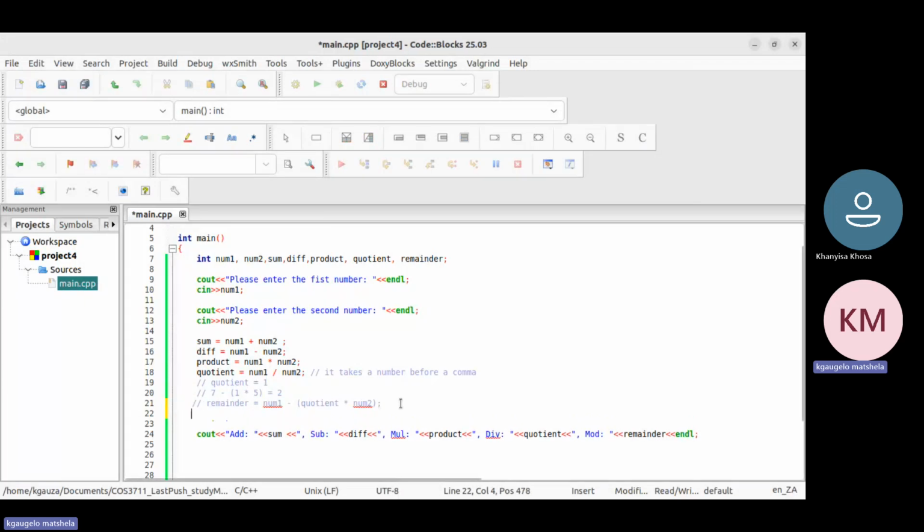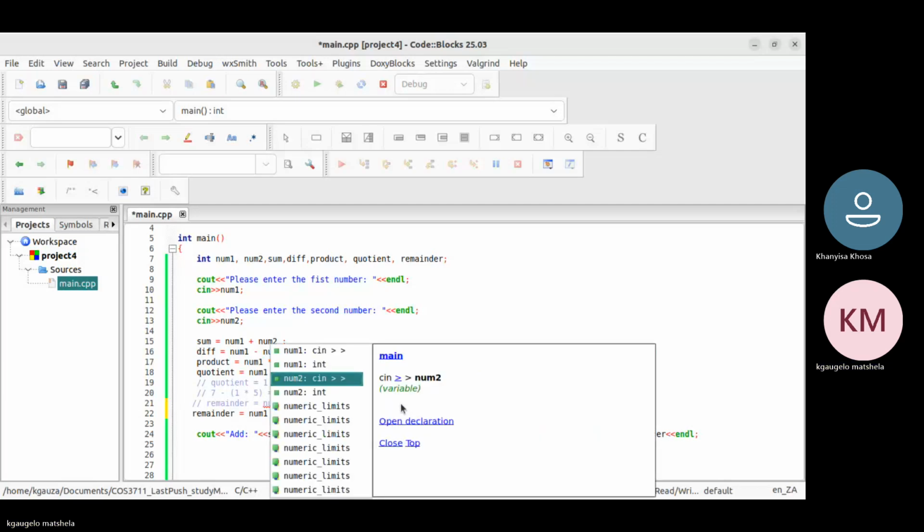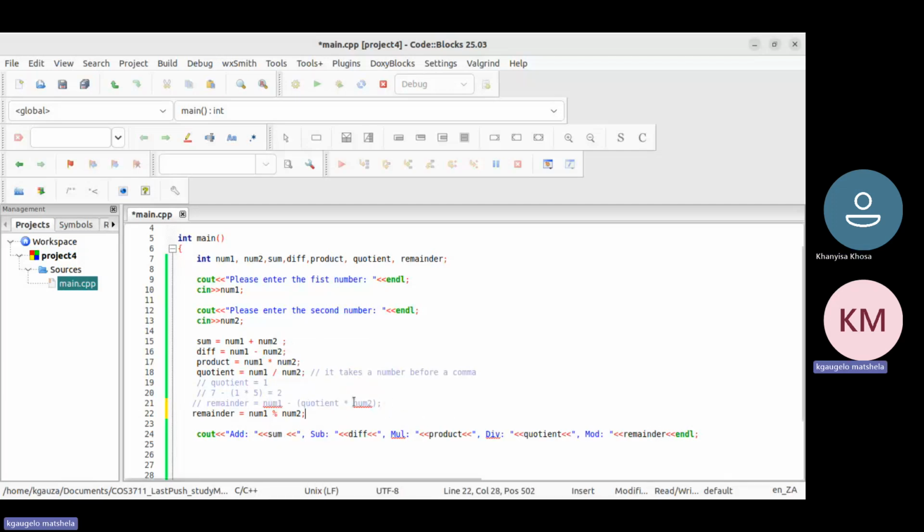But for the remainder we can also say remainder is equal to num1, then put the modulus sign, then put num2 there. It's still going to work the same way and give us the same answer. You get me? On line 21, I was showing you the calculation, how to calculate it manually. Because this now is just going to be worked out by the program. You see?